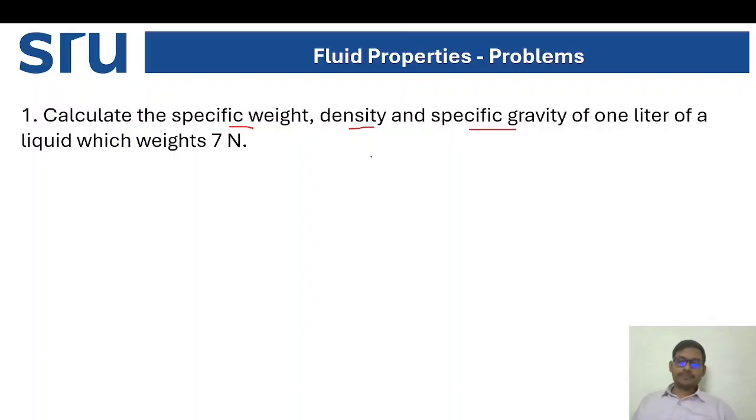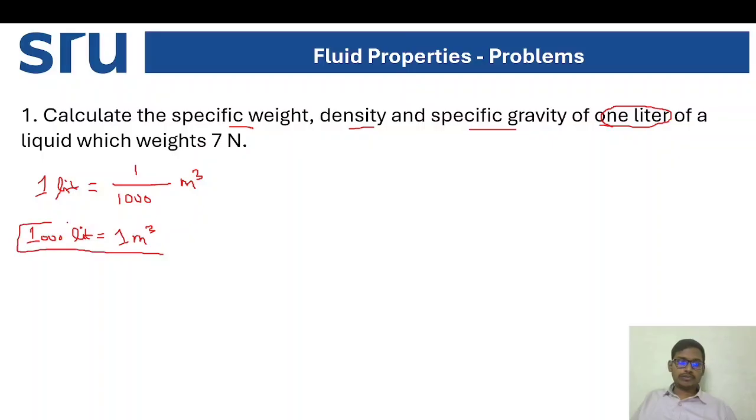So now we can see how much water they have given. 1 liter of water. So 1 liter is also equal to 1 by 1000 meter cube. In a simple sense, 1000 liters equal to 1 meter cube. Remember this thing, 1 meter cube equal to 1000 liters. From that, 1 liter equal to 1 by 1000 meter cube.